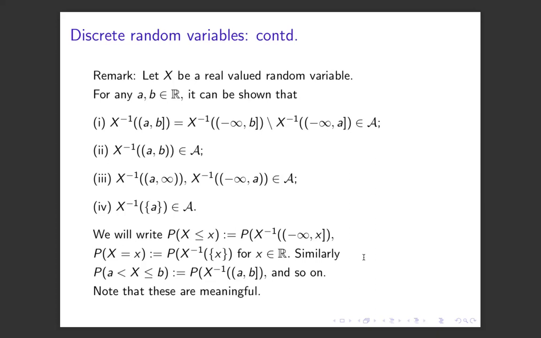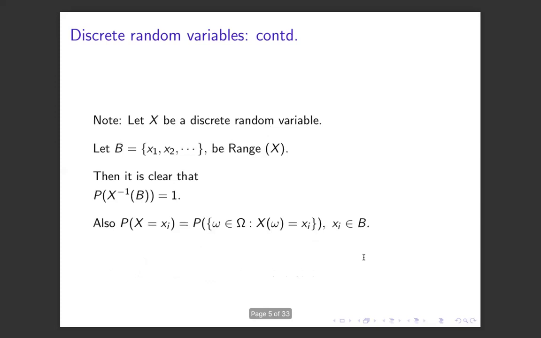Okay, note it down if you want. Okay. So let X be a discrete random variable now. So let us denote the range of X by capital B. So that consists of points x1, x2, etc.